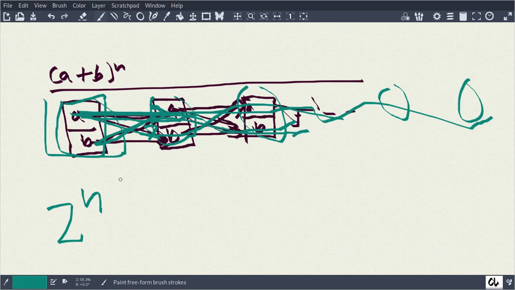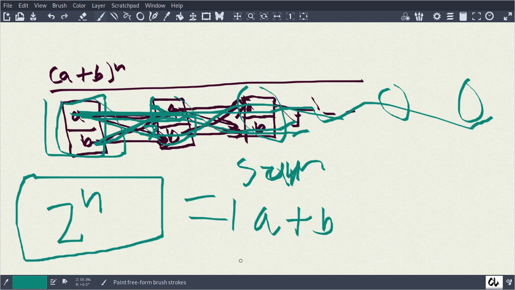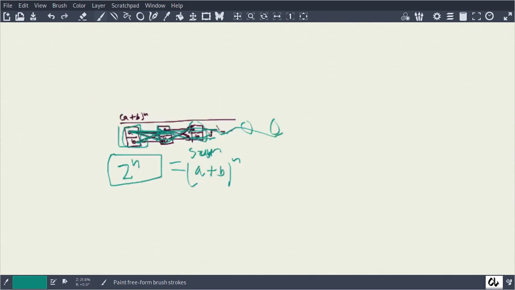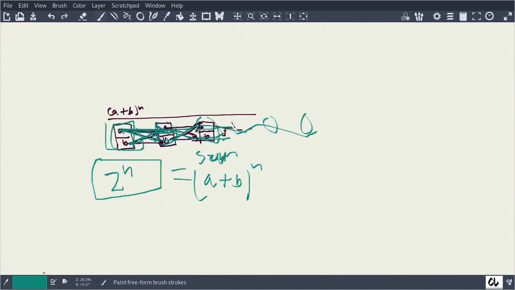Now, if we take a look at this carefully, you see this is the sum of all coefficients of (a plus b) to the n. So if we have (a plus b) to the n, and if we add all coefficients together, we'll get 2 to the n. The proof will not be in this video, I'm very sorry, but this just literally says that we're on the right track.